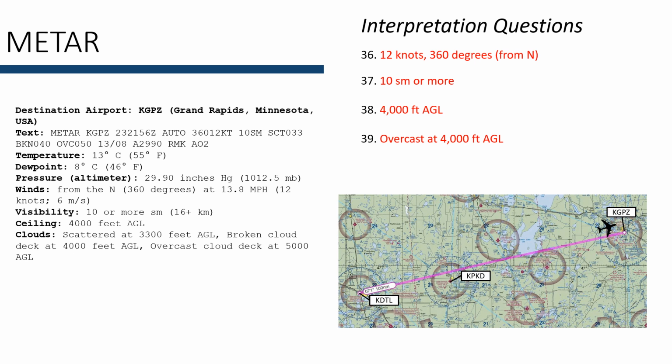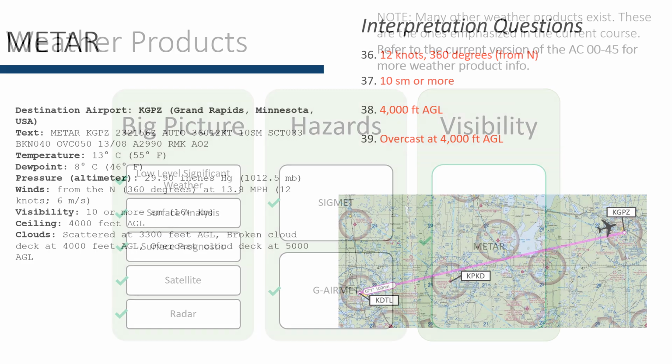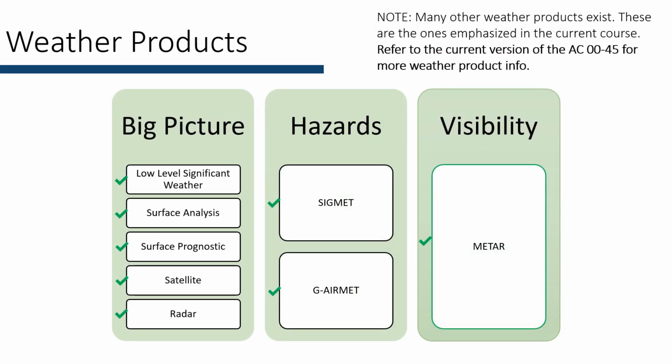Question 38. What is the ceiling for your destination airport? The answer is 4,000 feet above ground level. And question 39. What is the cloud coverage for your destination airport? The answer is broken at 4,000 feet above ground level. You have now completed the METAR section. Let's continue now to the TAF section.